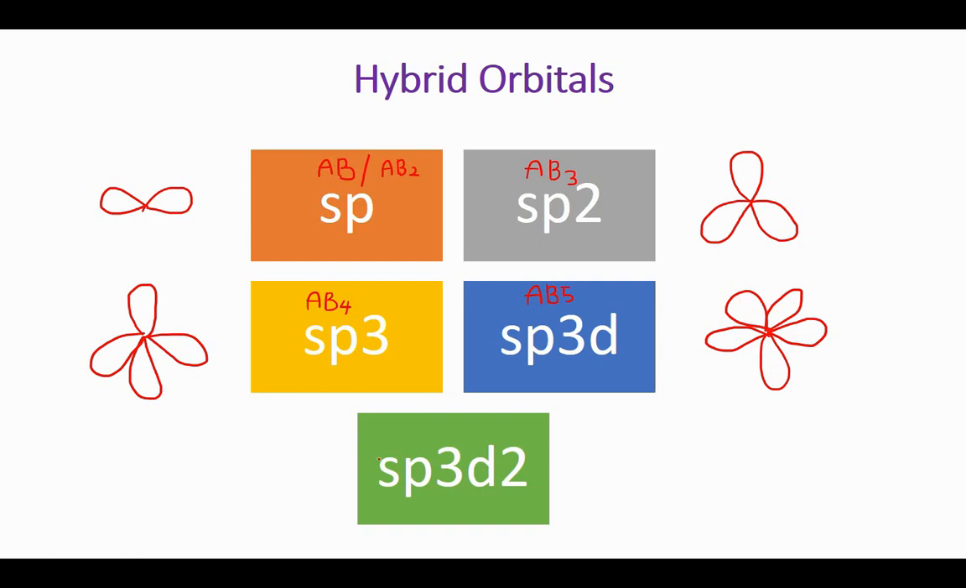The last one is sp3d2. So one s orbital is combined with three p orbitals and two d orbitals. So it will form AB6. Okay, so it will form the shape of octahedral. So this is the shape of octahedral. And next, just join all the lines to form the orbitals. So these are all the 5 hybrid orbitals.